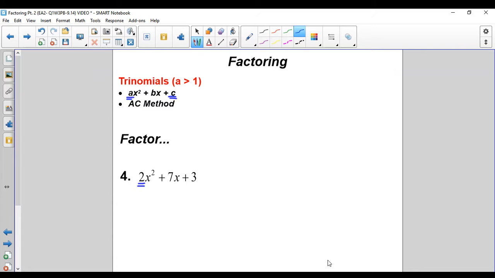What you're going to do is multiply the a and the c term together. You're going to multiply them together. 2 times 3 is 6. We're going to find factors of 6 that add up to 7 in the middle. We got 1 and 6.